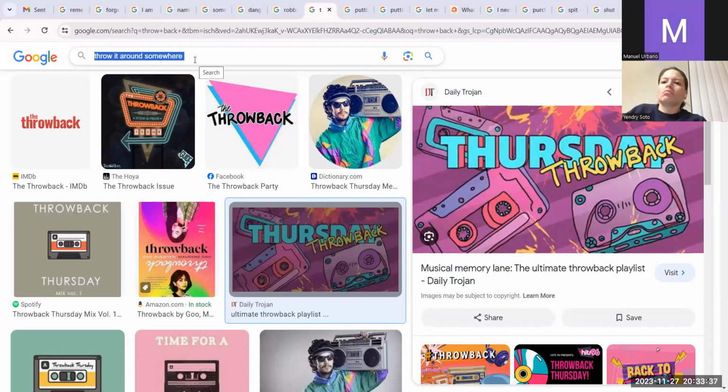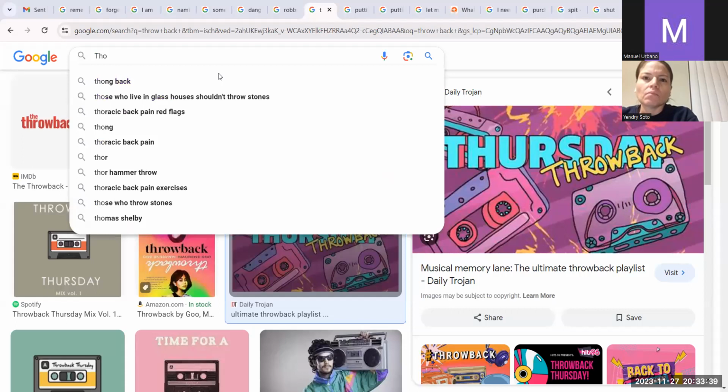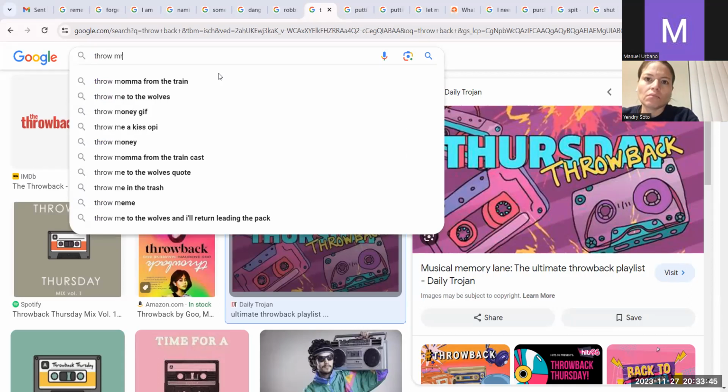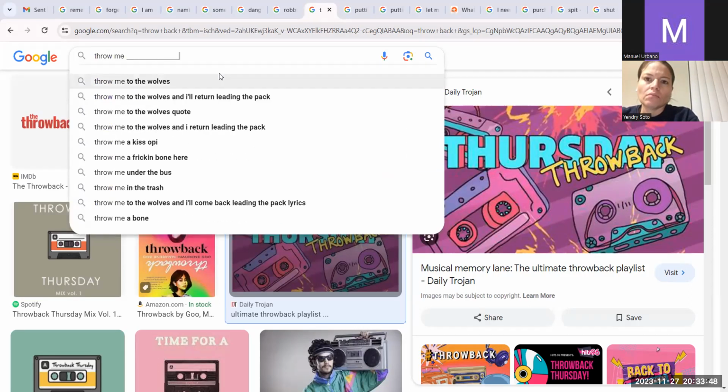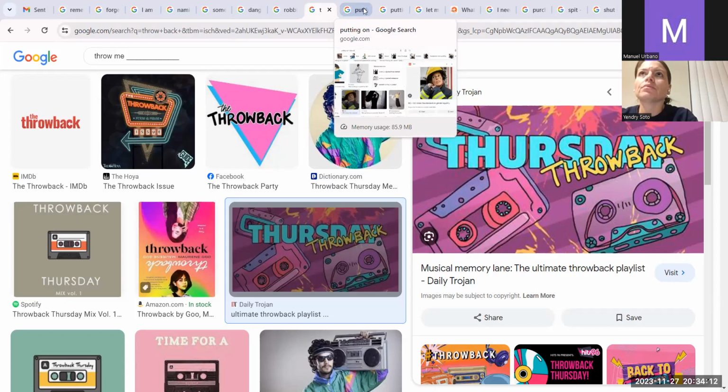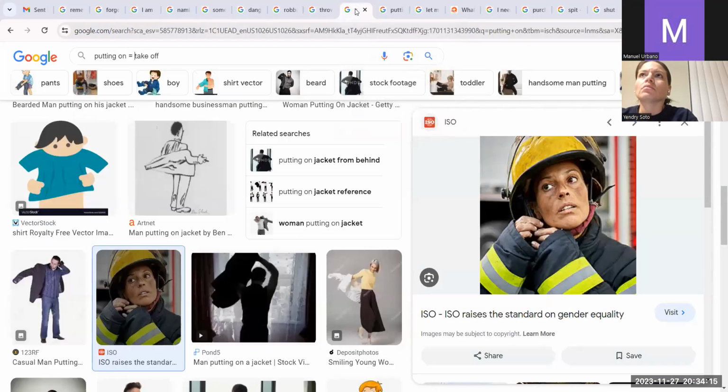So, throwing, it's also you can say throw me. For example, you are in a hurry to go to work, and you say, "Throw me my jacket, throw me my keys, throw me my lunch," right? I'm in a hurry. Throw me the keys, throw me my coat. Throw.